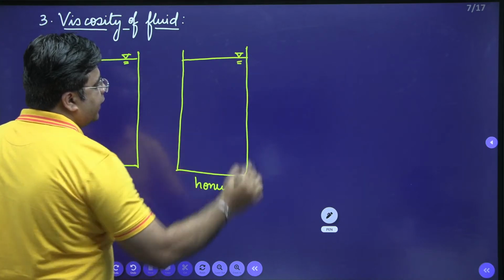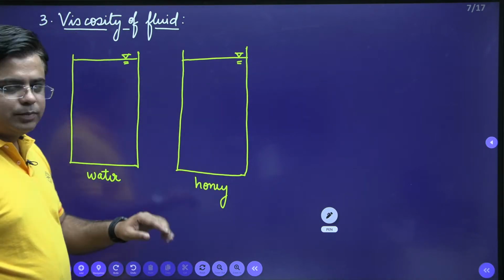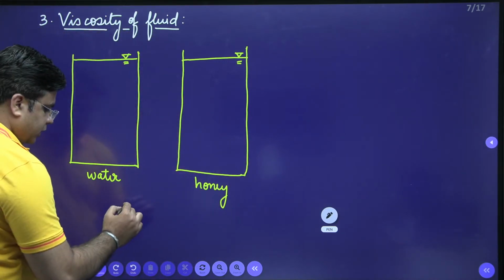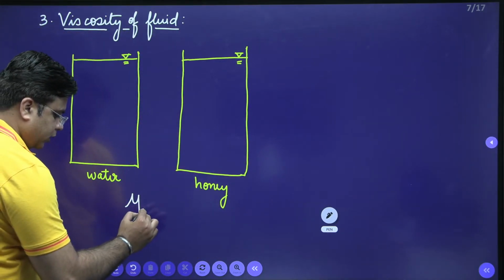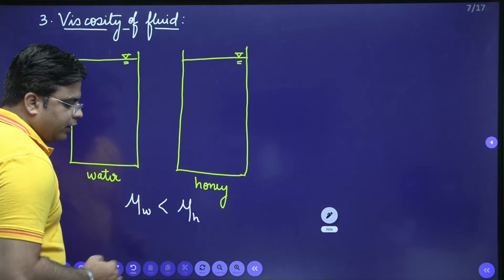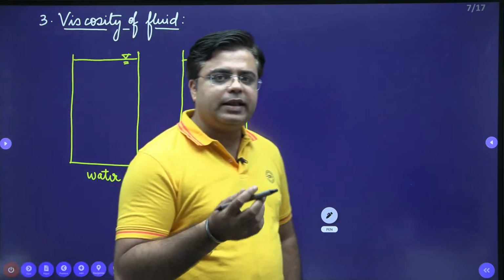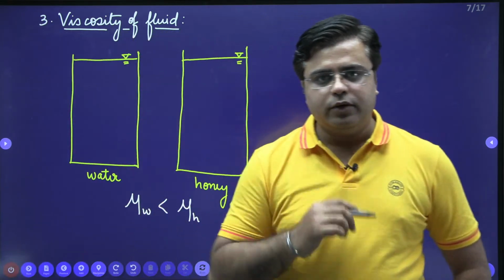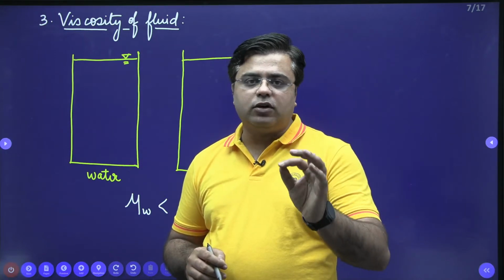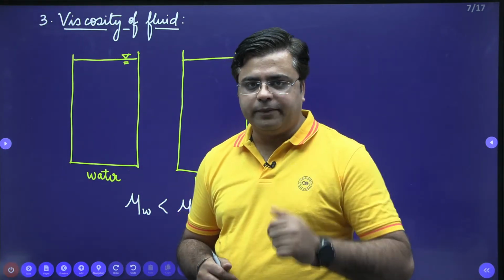Okay. And we know that honey is more viscous than water. Means viscosity of honey is more than water. So this is viscosity of water, which is less than viscosity of honey. Right. Now, how do you practically relate the viscosity? Viscosity is related to the resistance offered against settling.